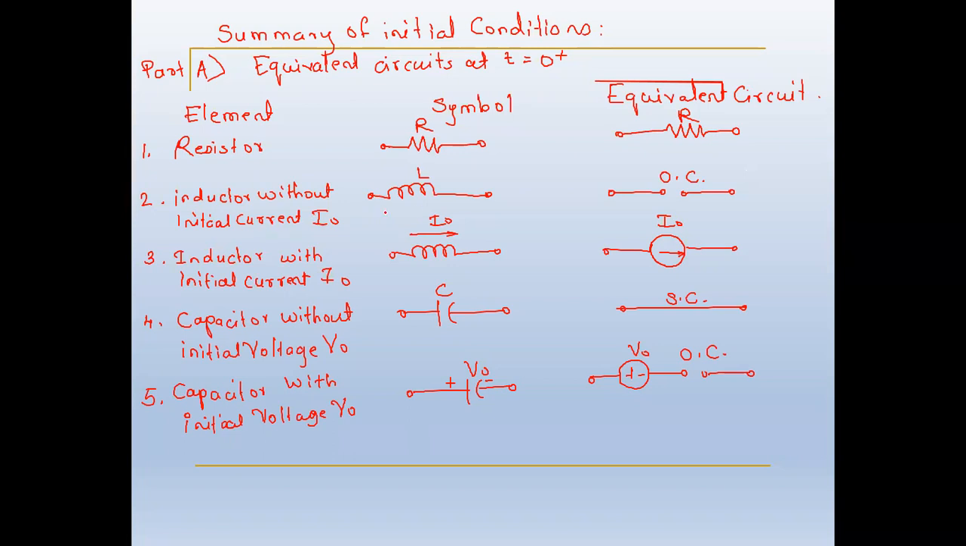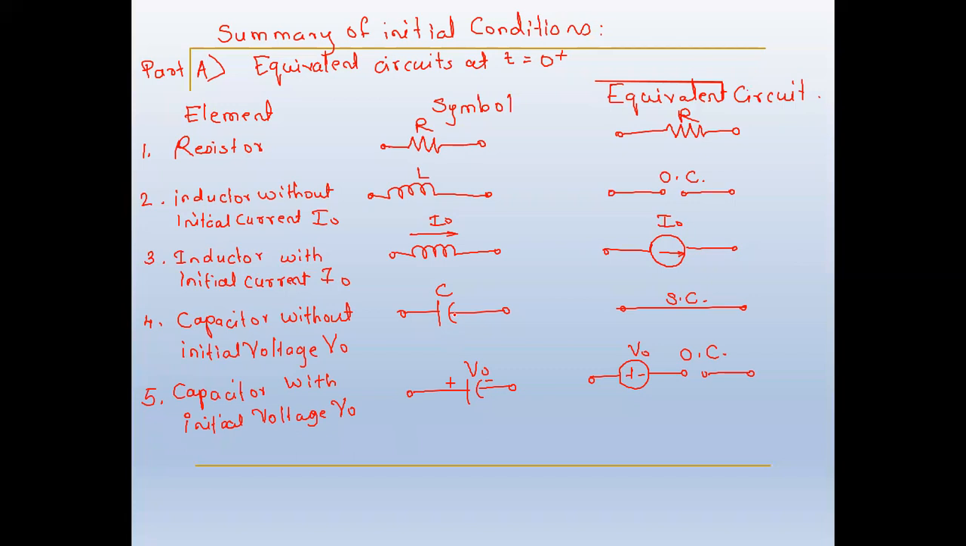Next, second, if no initial current is passing through the inductor, then at t is equal to 0 plus, it acts as an open circuit. And if an initial current is passing through the inductor before the switching, then at 0 plus it is represented by a constant current source of value I0.